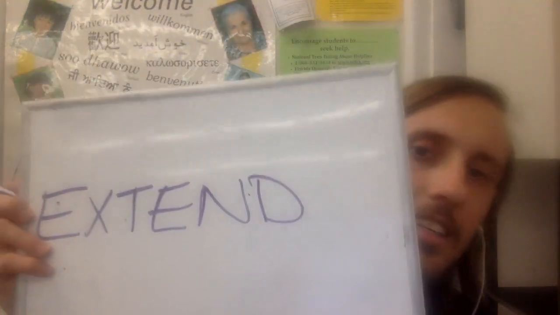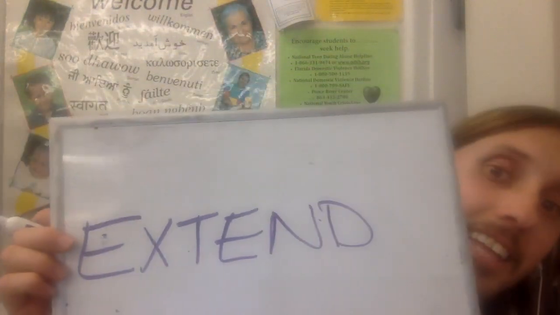E-X-T-E-N-D. Extend. Extend is like to reach out, to continue in some kind of direction. All right? Like right now, here's my arm, it's bent, and I am extending it. I'm reaching it out to extend. Ooh. All right? I can touch you, I see you.